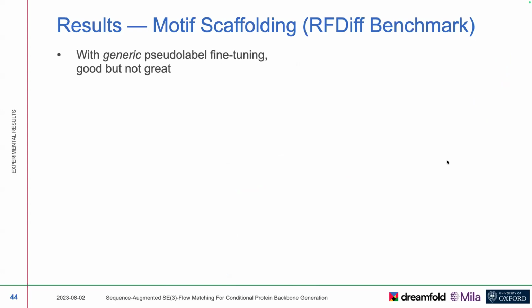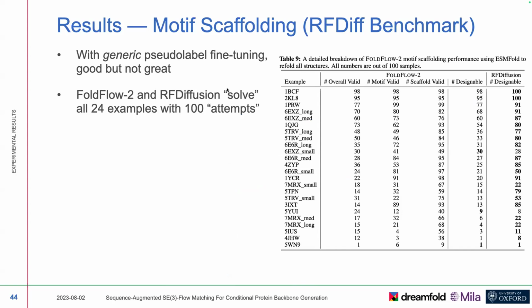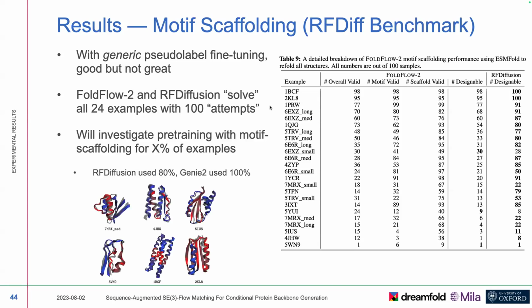And so given that evaluation procedure, with the generic pseudo-label fine-tuning that Guillaume described earlier, we see the results are basically good, but not great, in the sense that both FoldFlow-2 and RFdiffusion are able to solve all 24 examples, solve meaning if any of the 100 generations are valid. This is the original criterion used from RFdiffusion. However, if you dig into it as we did, it's clear that RFdiffusion has a significantly higher success rate than FoldFlow-2, and so clearly there's still something going on there.